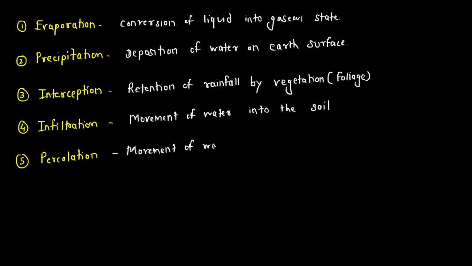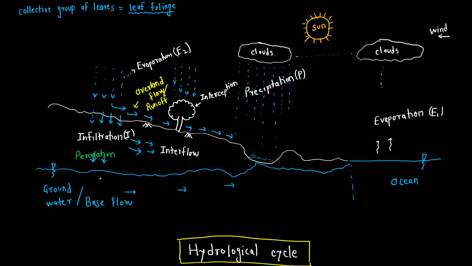So movement of water from one soil layer to another soil layer below it is called percolation. Okay, so you see this diagram. Initially the water has entered into the soil. So this is soil, and first it has entered. The first step is infiltration. After infiltration it gets to the next layer of soil, hence it is percolation.